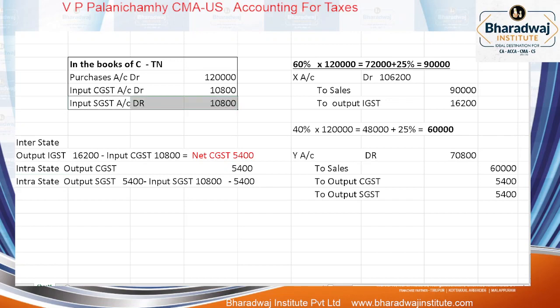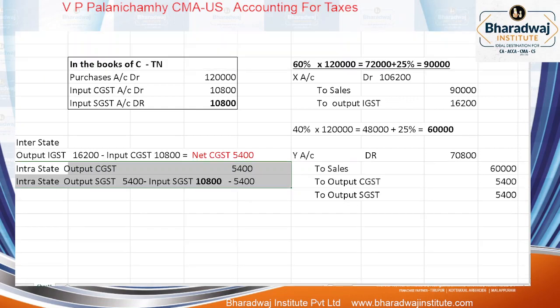Look at input SGST, how much is there? 10,800. How much output SGST is there? 5,400. That can be adjusted against input SGST. Input SGST 10,800 is there for us. Check this. Still further it can be adjusted against this one. So we can knock off the two. I didn't understand. It is net IGST, sir. Net IGST.